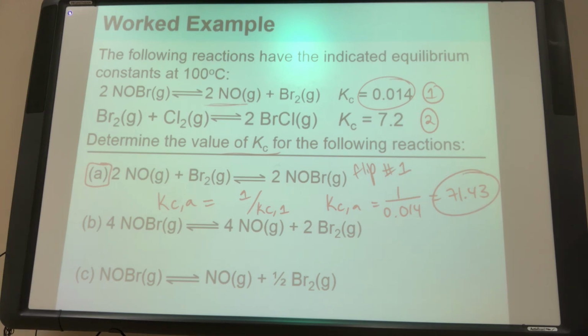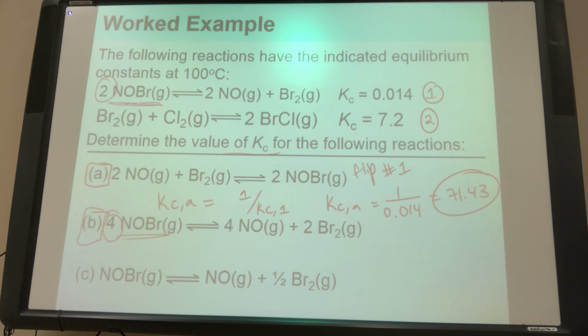All I had to do was recognize which one this goes to and how I need to manipulate the original to get the new. All right, let's look at B. I need B. So let's look. I have NOBR. So where's NOBR? Here's NOBR. Okay, so I'm going to do something with the first equation. Is NOBR on the same side? Yep. Is it the same number? No. He's 2. He's 4.